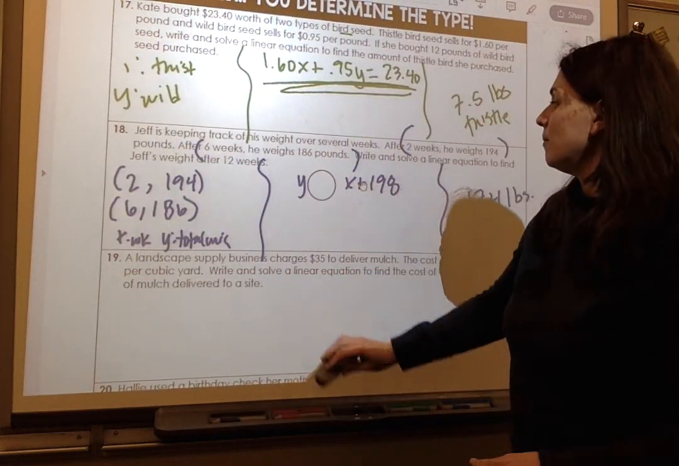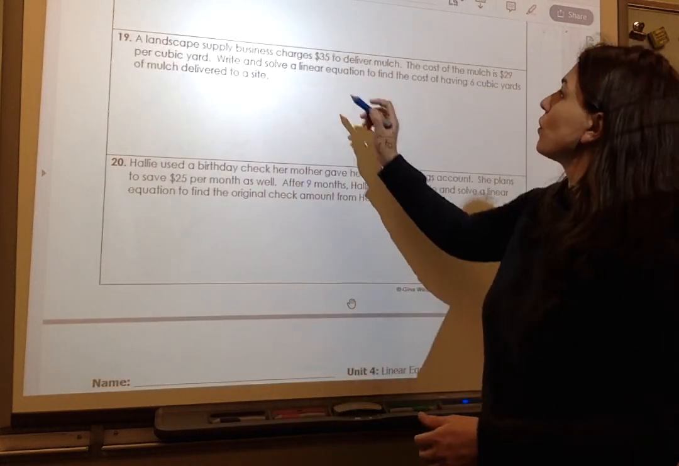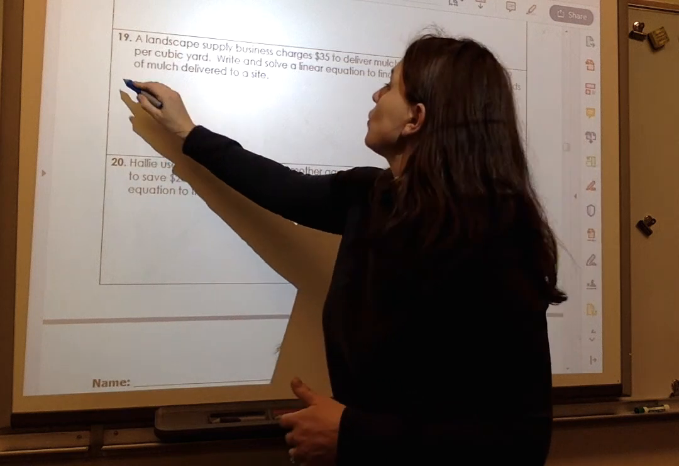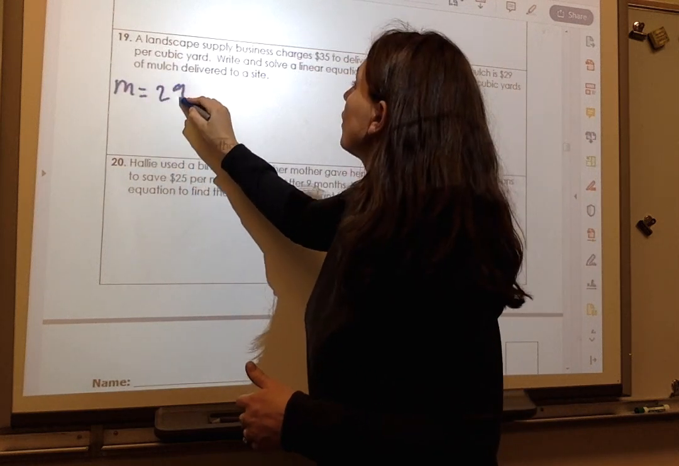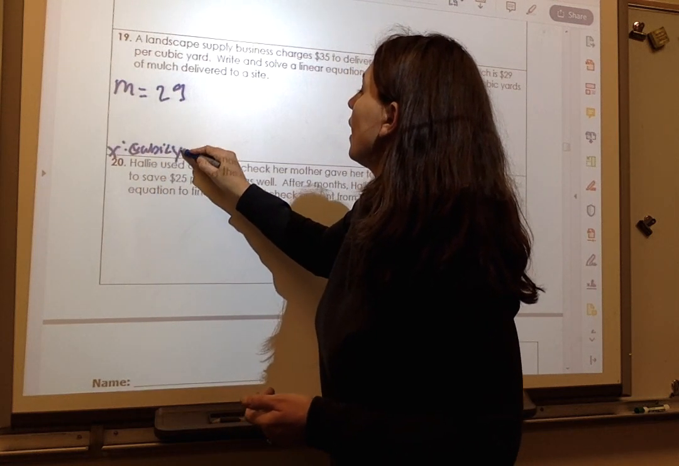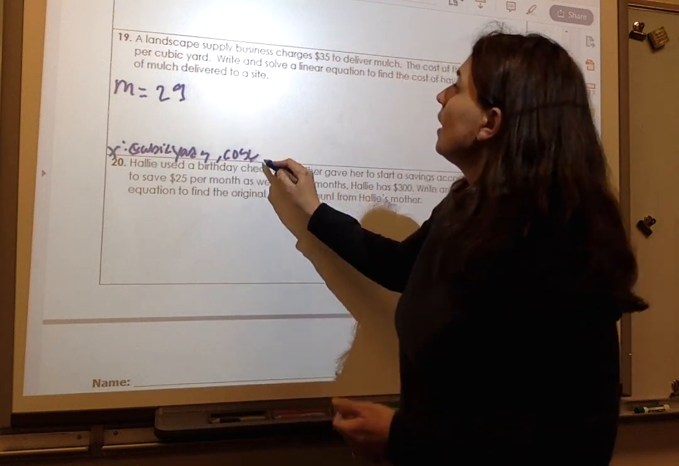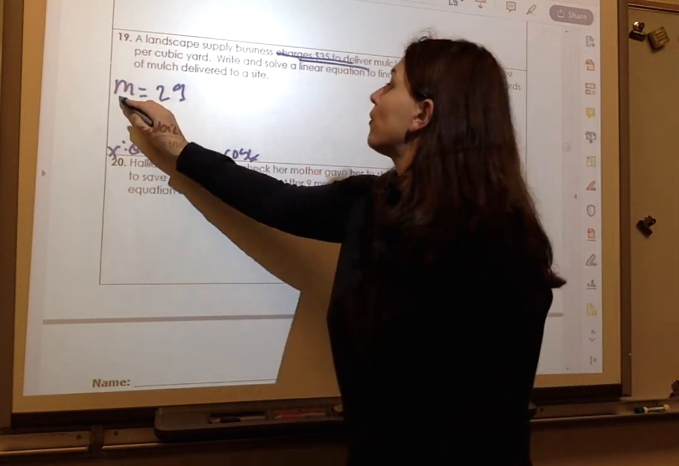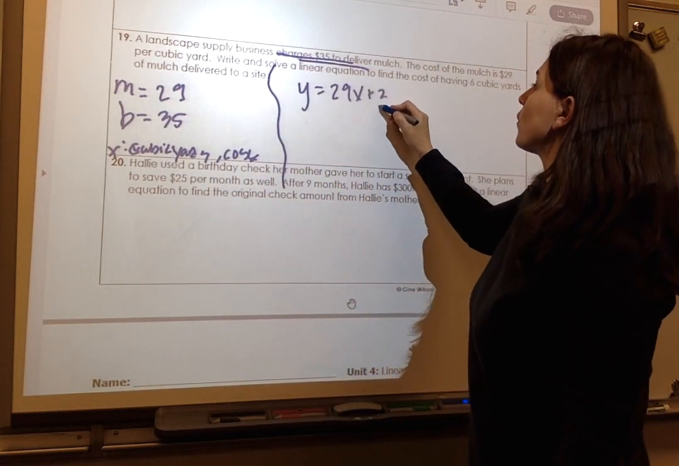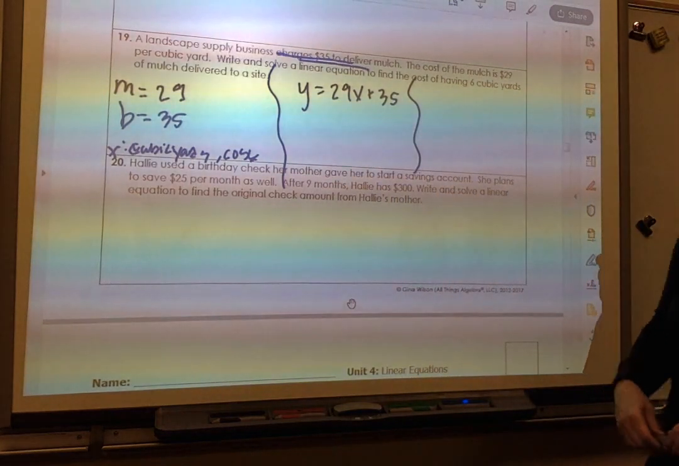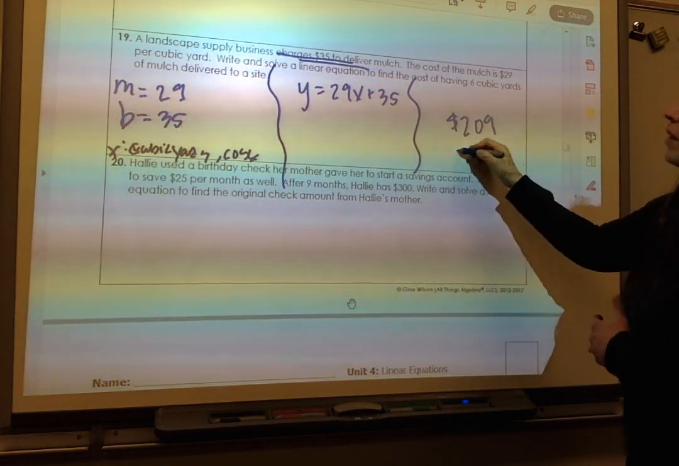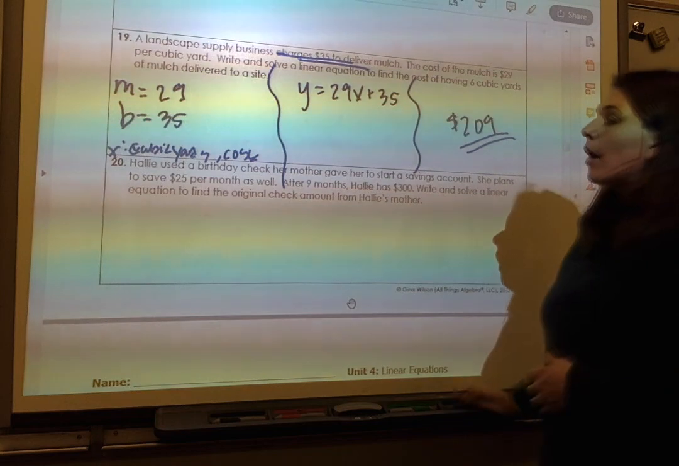Let's look at number 19. Landscape charges $35 to deliver mulch. The cost of the mulch is $29 per cubic yard. So slope is $29. And I already know that X stands for cubic yards and Y stands for cost. And then they charge $35 to deliver. That's their beginning point, $35. So my equation is y equals 29x plus 35. That's the equation. And then if you have 6 cubic yards, how much would it cost to deliver? It would be $209 to be delivered to the site. All right, number 20.